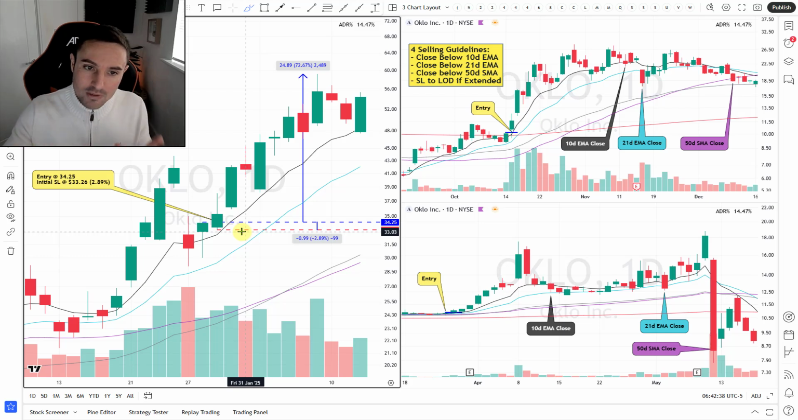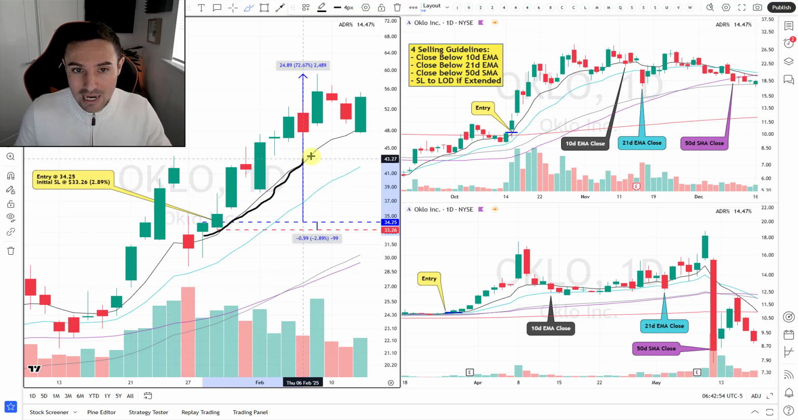So when we're in that optimizing profit part, we've identified the trade, we've controlled the risk, we've mitigated the risk. Now we're in the optimization part. Okay, what are the selling rules? What are the selling guidelines that we're looking to then use? Well, for me, there's 4 main ones. That's going to be the first close below the 10-day EMA.